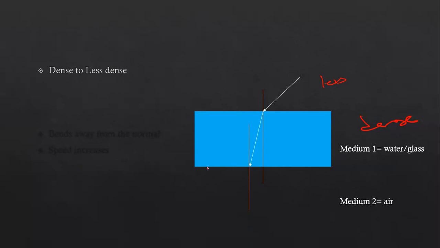You can see this ray now bends away from the normal. It's traveling at a higher speed now, and it bends. If this is your angle of incidence and this is your angle of refraction, you can see the angle of refraction is generally greater than the angle of incidence. When you're going from a denser to a less dense medium, the ray bends away from the normal. And that's because the speed of light here increases.